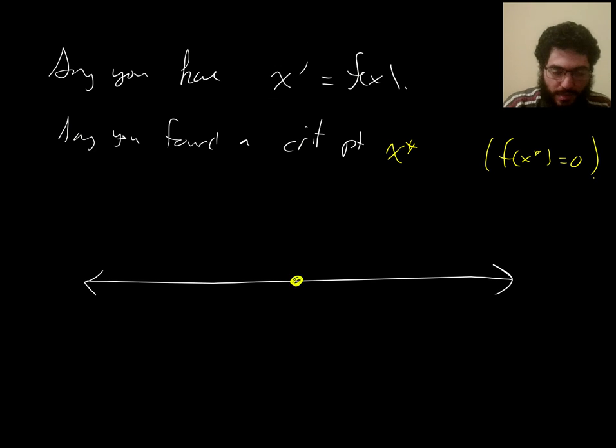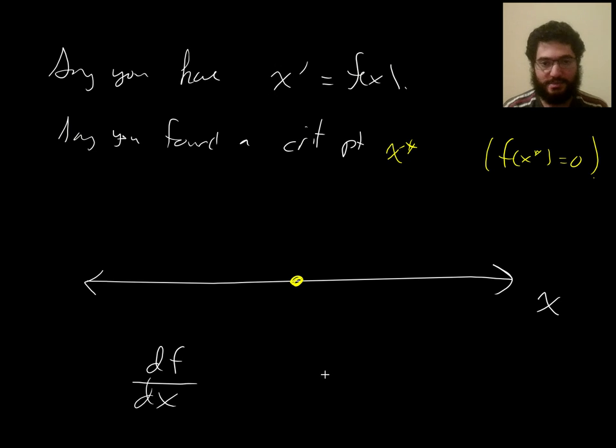So on your phase line, somewhere there's this yellow point, x star, right? And you want to know, is it this kind of picture? Is it this kind of picture? How does x behave when you start out with initial conditions not at the critical point, but near to it? This is a question that I claim you can answer by just looking at the derivative of f with respect to x. So take this and evaluate it at x equals x star.